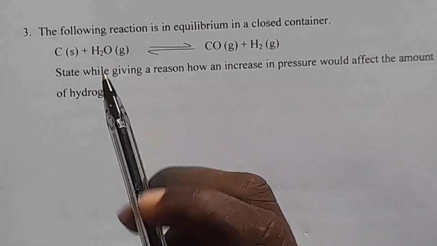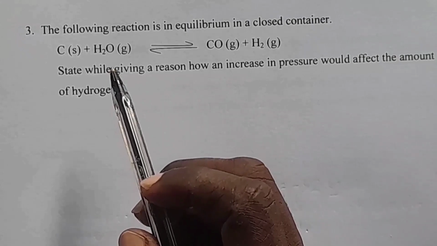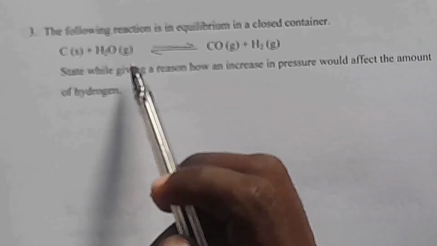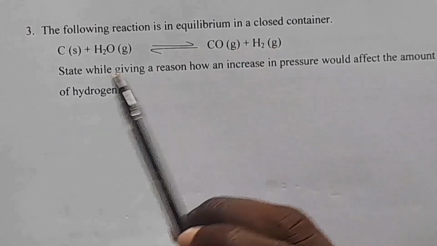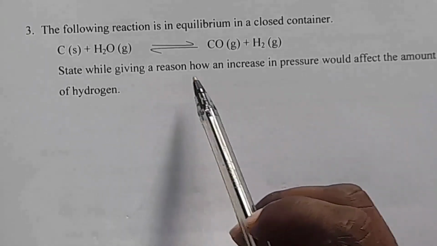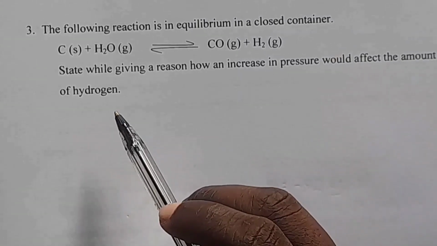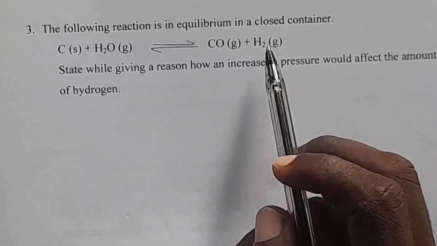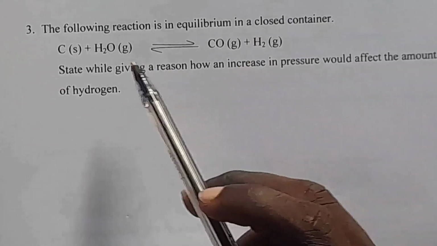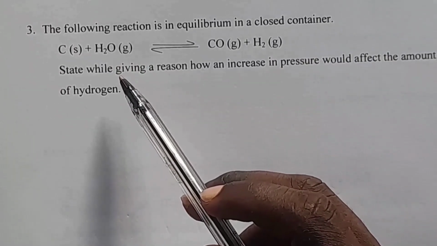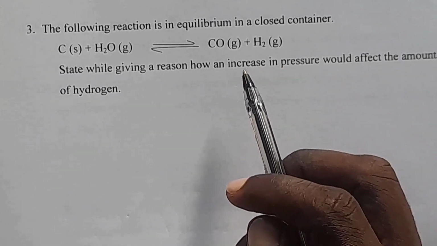Next, we are going to go to question 3. We are told the following reaction is in equilibrium in a closed container. We have carbon solid plus steam, which is a gas, giving carbon monoxide gas and also hydrogen gas. We are told to state, with a reason, how an increase in pressure will affect the amount of hydrogen. We check whether the amount of hydrogen decreases or increases. We check the side with the fewer number of molecules, because that is where the equilibrium will shift, since increase in pressure favors the side that produces fewer molecules.